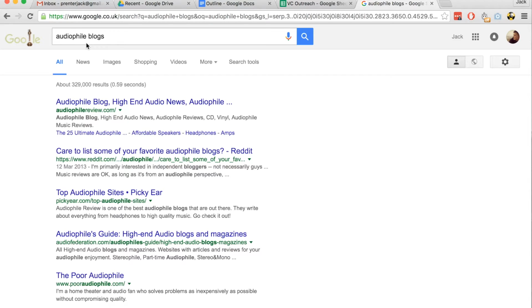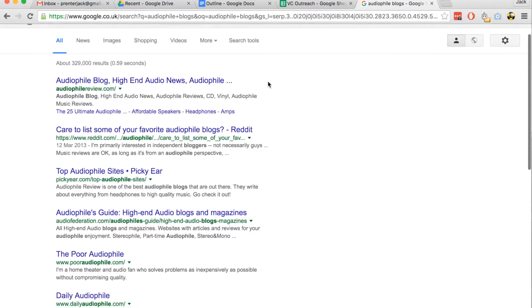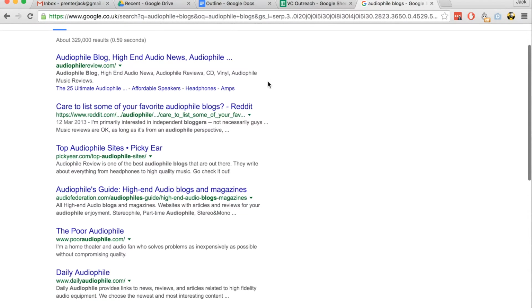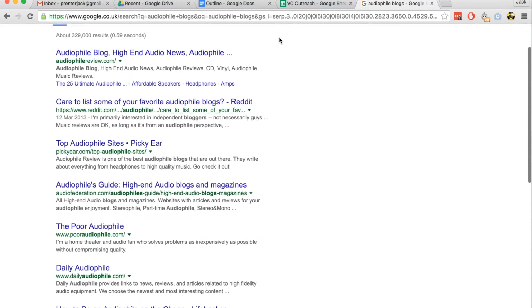again, tangentially related groups. For example, if the review's about headphones, then the people who might be interested in sharing an infographic about headphones are probably audiophiles, people who really love all things music, sound, and technology. We can see here we've got audiophilereview.com, which is a high-end audio news and blog.